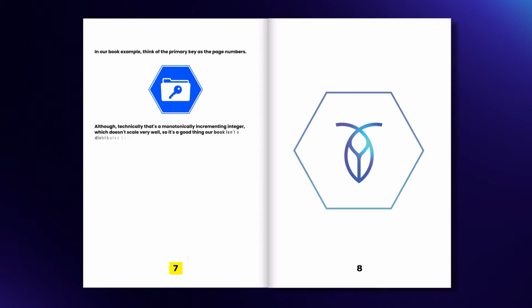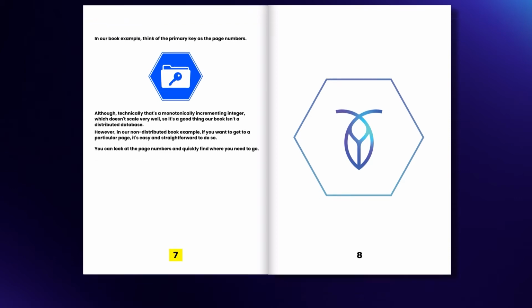Although technically that's a monotonically incrementing integer which doesn't scale very well, so it's a good thing our book isn't a distributed database. However, in our non-distributed book example, if you want to get to a particular page, it's easy and straightforward to do so. You can look at the page numbers and quickly find where you need to go. Our primary index works the same way. To find a particular record, it is looked up in the primary index.